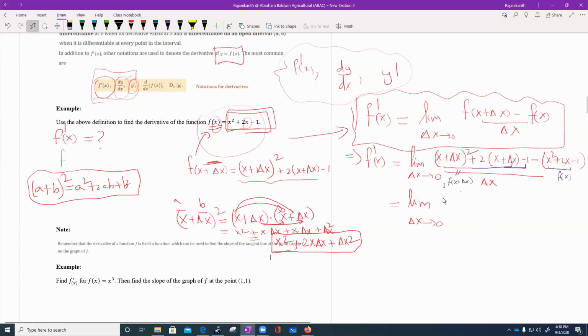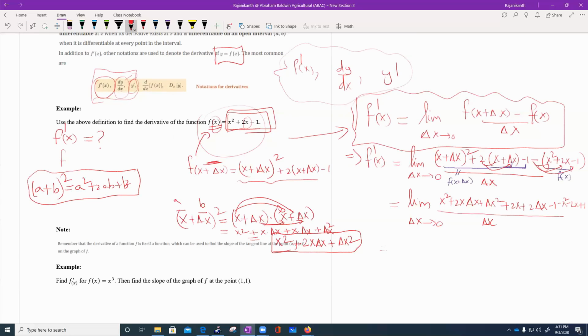Let us go and put it back. That is x squared plus 2x delta x plus delta x squared. This is the answer I will get for the first square. Then you need to distribute 2 with x plus delta x, which is 2x plus 2 delta x. Then subtract outside 1. Then you need to distribute the negative sign for all three, which is negative x squared, negative 2x, and negative times negative is positive 1, right? This all over delta x.